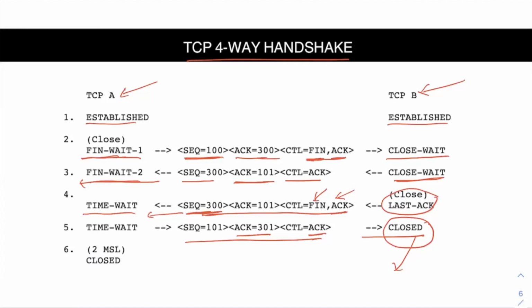Now the client will wait for some time. And after that, it will also close the connection. It will also go into the close state. And basically it will also deallocate the buffers that were allocated in the TCP three-way handshake.